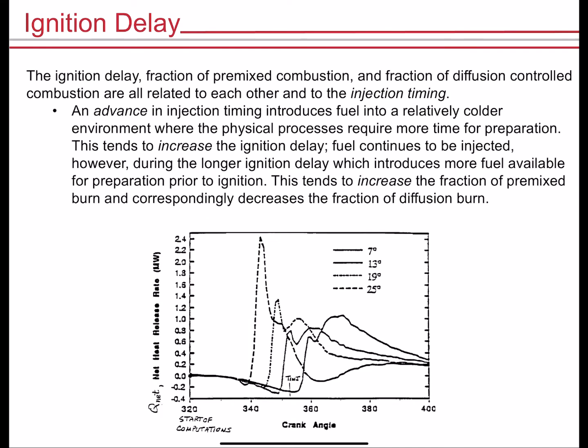Okay, so now the ignition delay is inversely related, if you will, to the amount of premixed combustion. And the amount of premixed combustion, therefore, controls the amount of diffusion combustion. You only have a certain amount of fuel that you can inject into the cylinder. And so if you're burning more of your fuel in a premixed fashion, that means you're going to burn less of your fuel in a diffusion fashion.